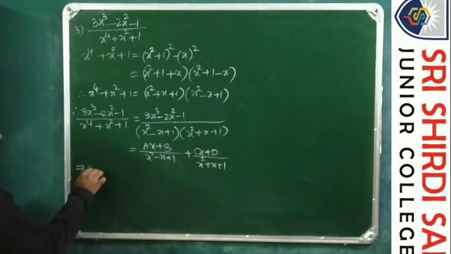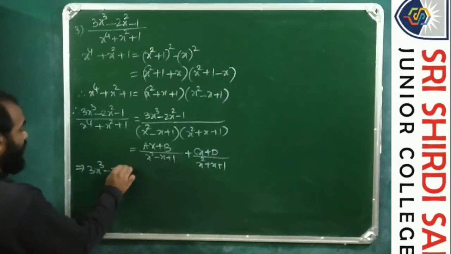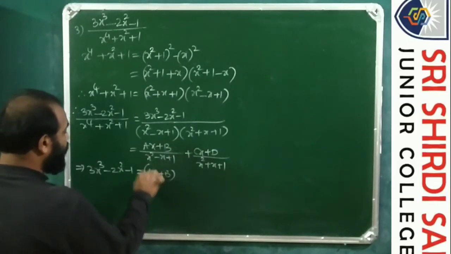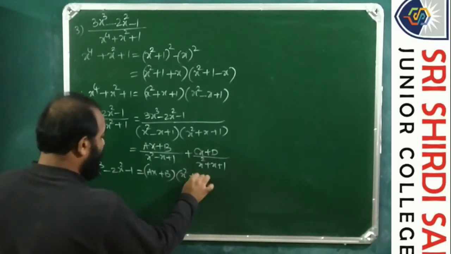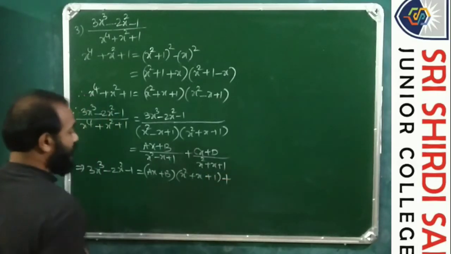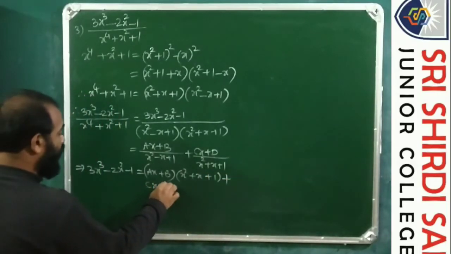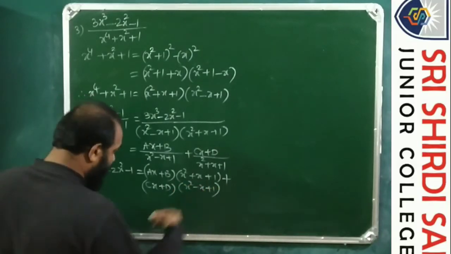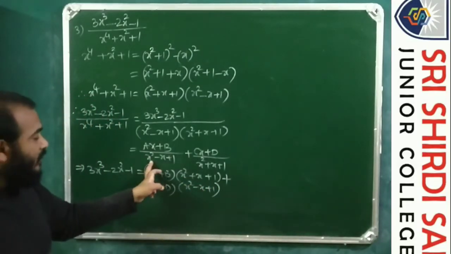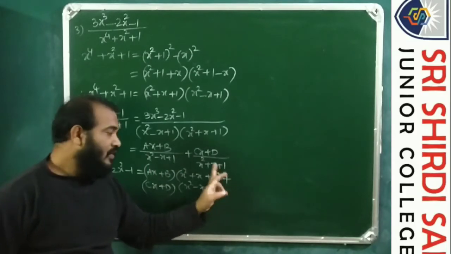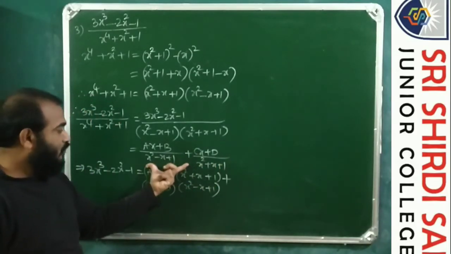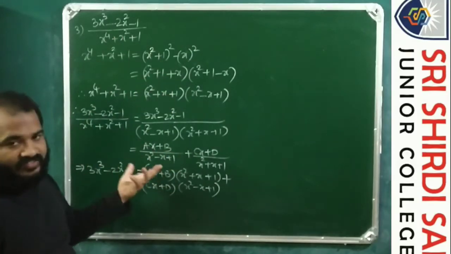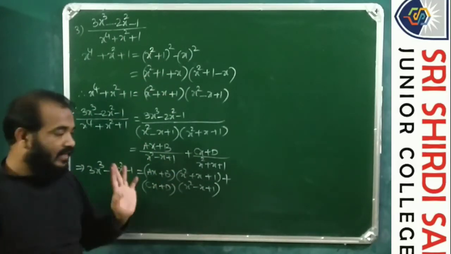So from this, 3x cube minus 2x square minus 1 is equal to ax plus b into x square plus x plus 1 plus cx plus d into x square minus x plus 1, by x square minus x plus 1 into x square plus x plus 1. So, x power 4 plus x square plus 1 on both sides gets cancelled. This is what we will get.